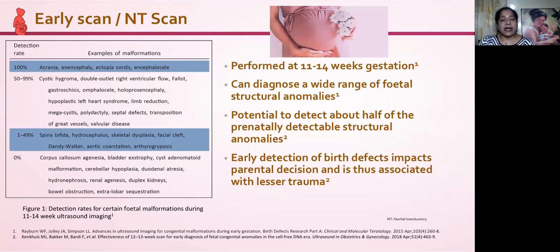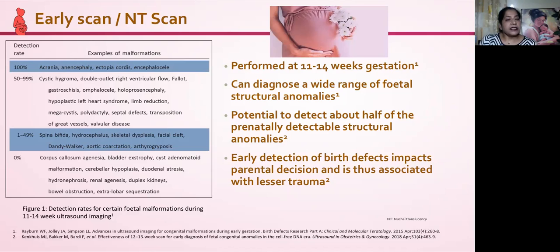Now, in the early scan, we have the NT scan, which is performed at 11 to 14 weeks of gestational age. It can diagnose a wide range of fetal structural abnormalities. It has the potential to detect about half of the prenatally detectable structural abnormalities, and early detection of birth defects impacts the parental decision and is thus associated with lesser trauma. That is in the first trimester.